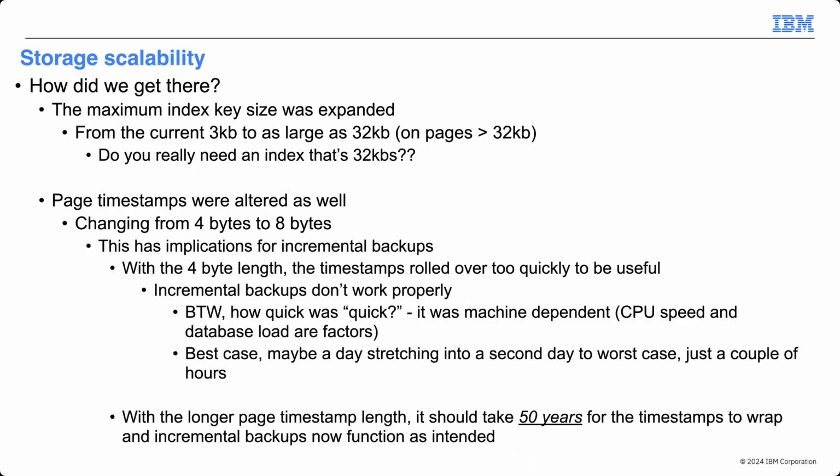And so you went and you tried to do, let's say, a level 2 backup. Well, the page timestamp values were invalid, and you ended up doing a level 0 anyway, even though you'd asked for a level 2. With this longer 8-byte timestamp, we estimate it will take about 50 years for the timestamp to roll, which means that your level 0s, level 1s, and level 2s now work as designed. If you ask for a level 2, you're only going to get those pages that have actually changed since the level 1.